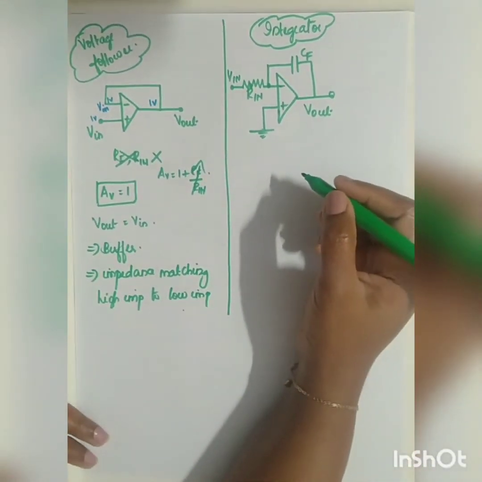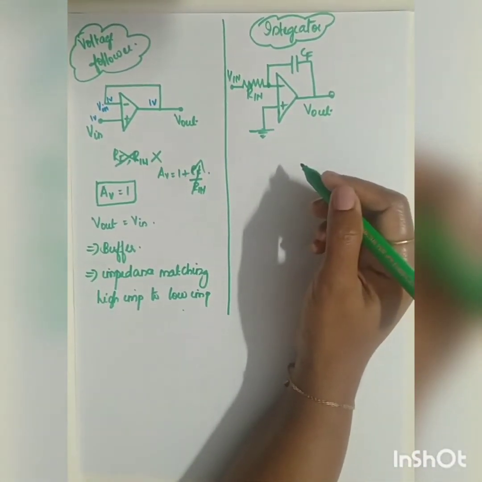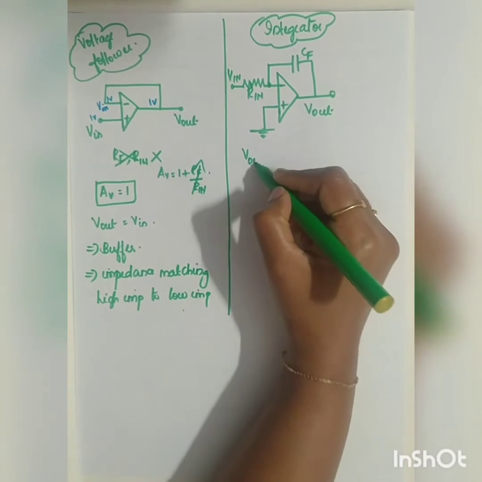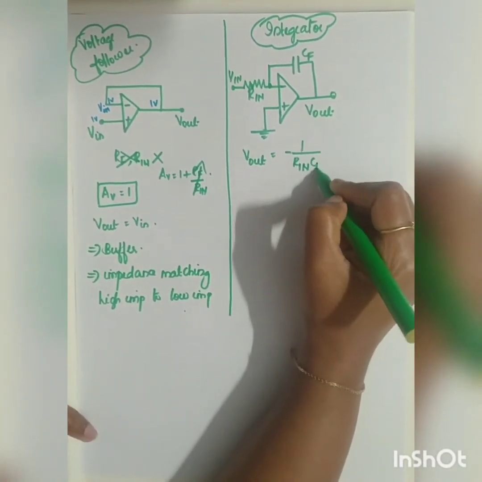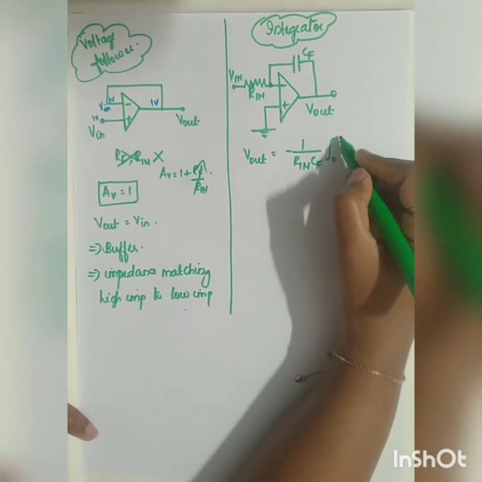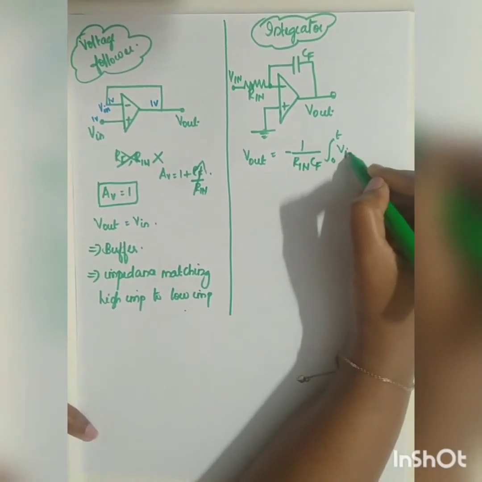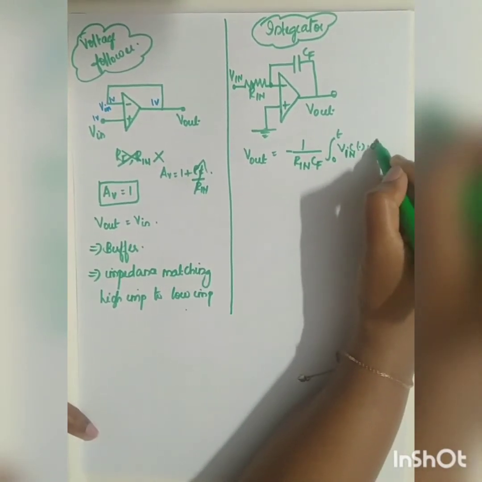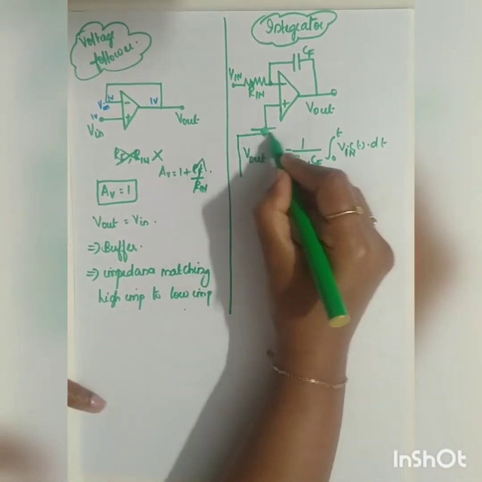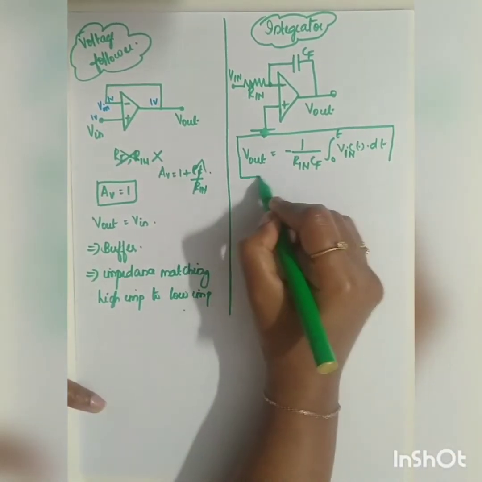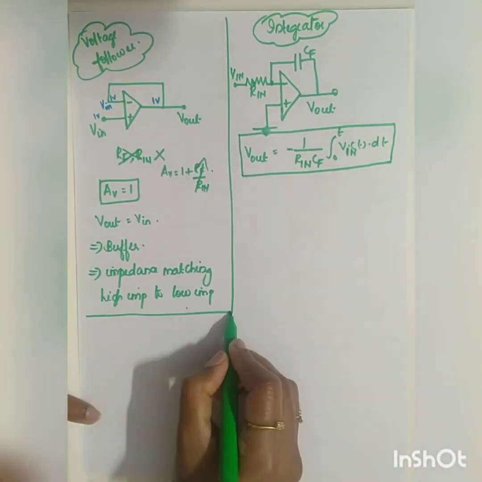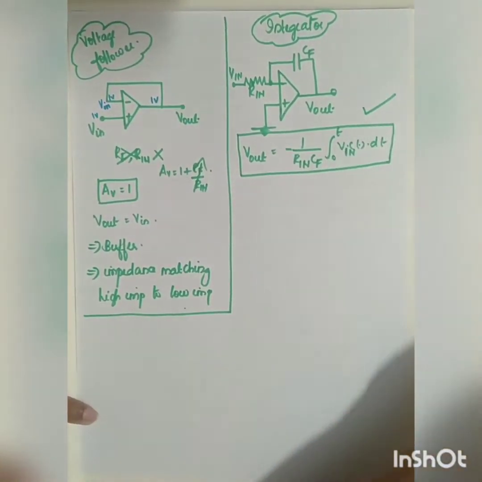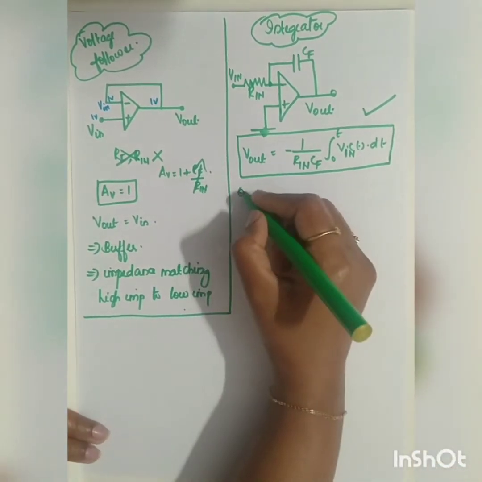So what is your equation? Your equation is given by V out is equal to minus 1 by R in into CF, integration 0 to T, V in of T into dt. So this is your equation which you have to study. I will explain how you have got this equation. Only this is required for your syllabus. Now your output waveforms.